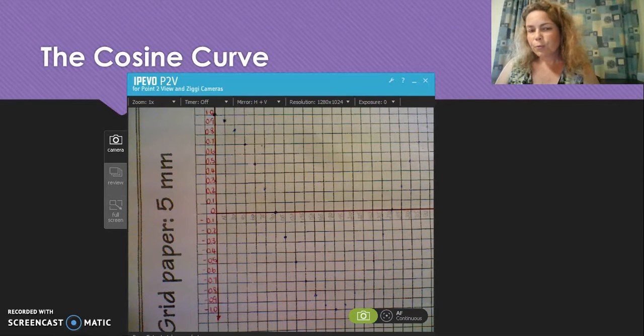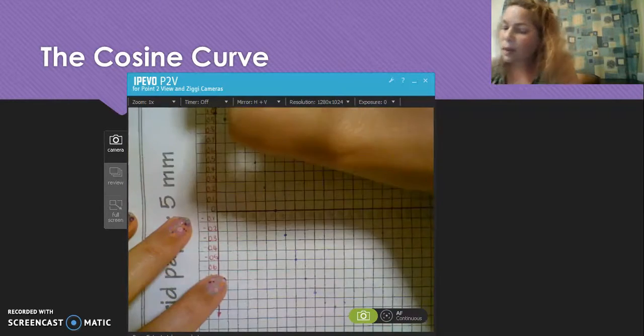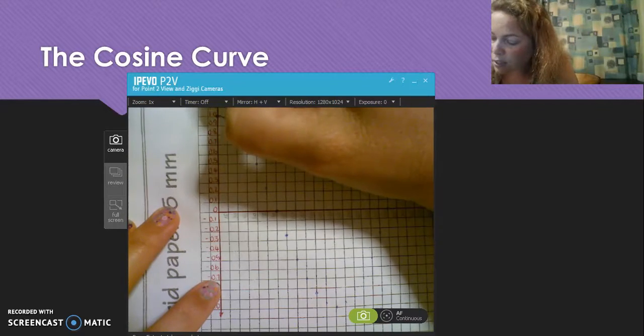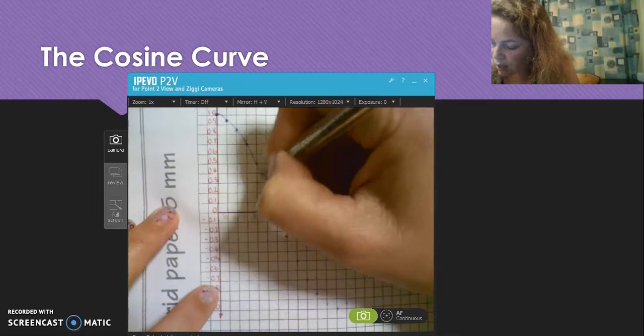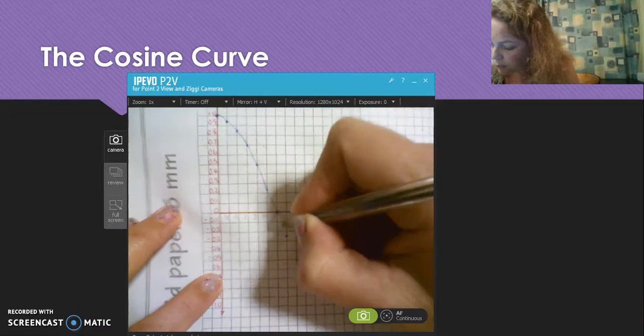So the thing about the cosine curve is that our circle is a continuous line. Therefore, our cosine curve is also a continuous curve, not discrete, as we've got here. So I can just carefully freehand sketch between my points.